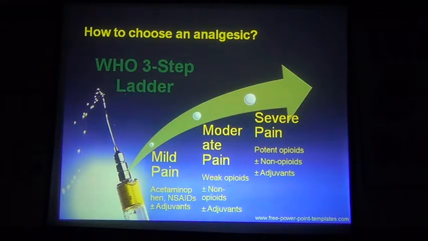Who has given the 3-step ladder for choosing analgesics? It would be for mild pain, moderate pain, and severe pain.